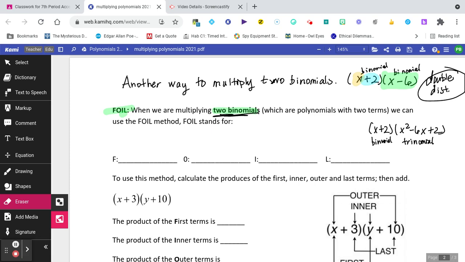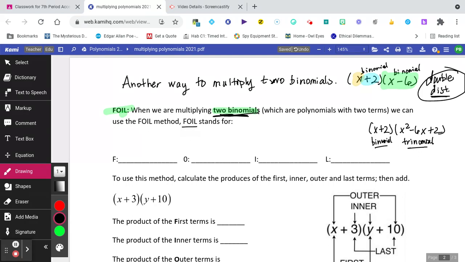All right, I'm going to pick back up right here because, for some reason, it cut my video off. But FOIL will not work on a binomial times a trinomial. FOIL only works when you're multiplying two binomials, which is why I really just teach double distribution on all of them. But I'm going to show you the trick, okay?